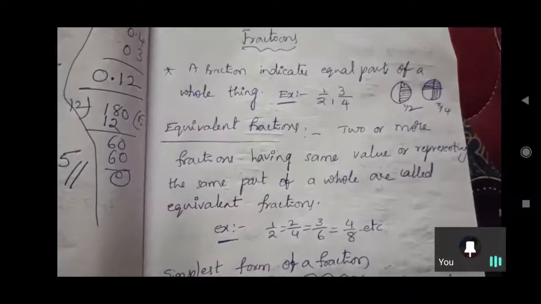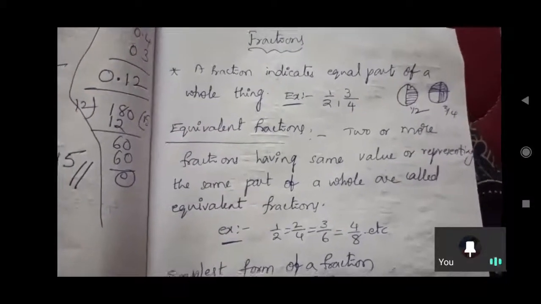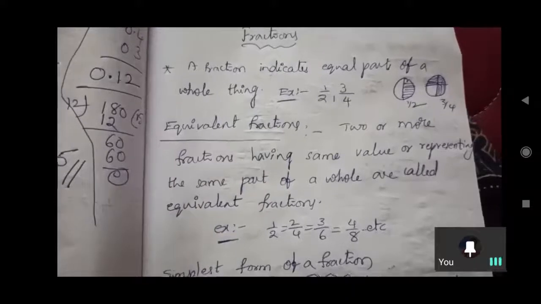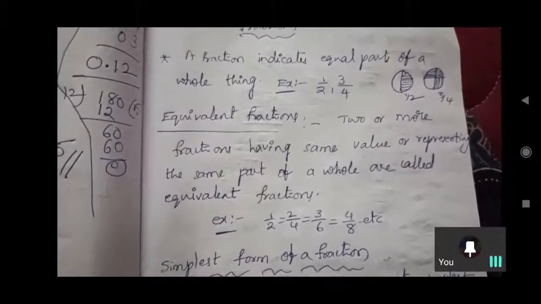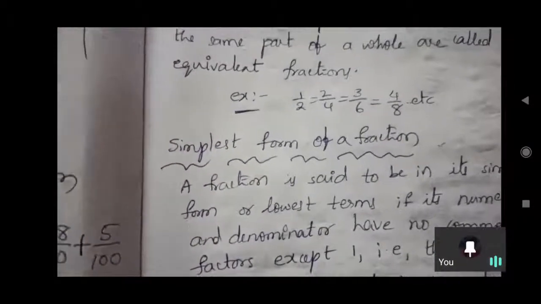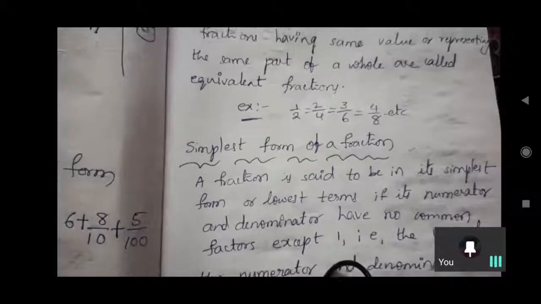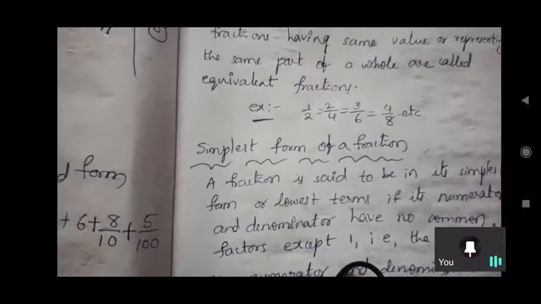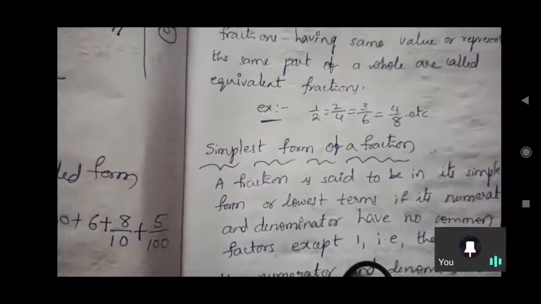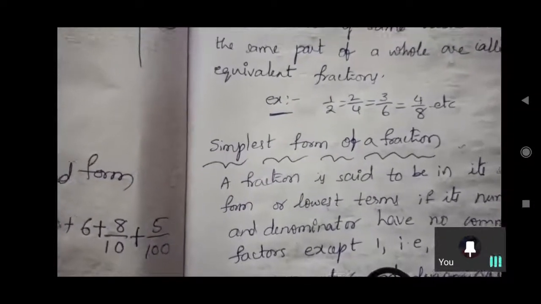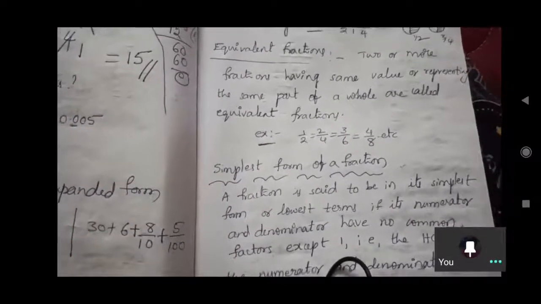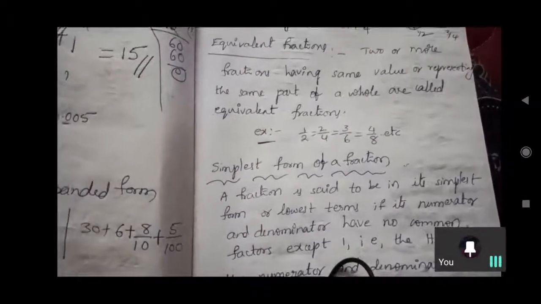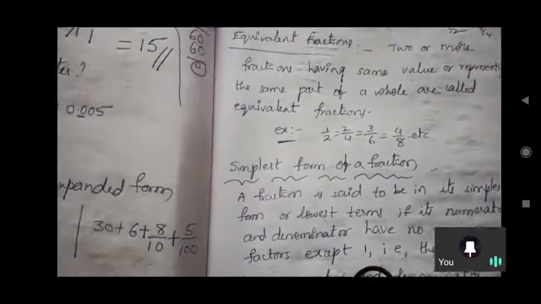And equivalent fractions are the fractions which have the same value, the same part of the whole thing. For example, 1/2 and 2/4. Among 4, we are considering 2, just half of the parts. Similarly 3/6, 4/8 are all the same. So 1/2 is equal to 2/4, equal to 3/6, equal to 4/8.